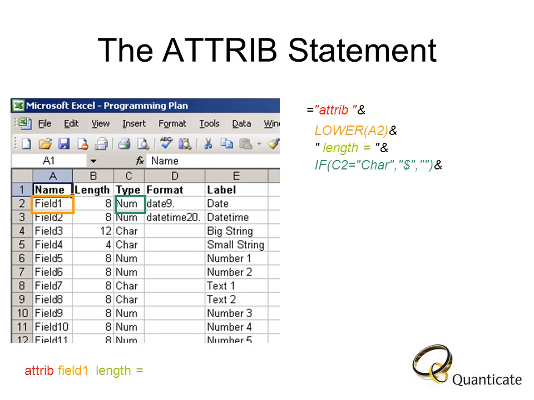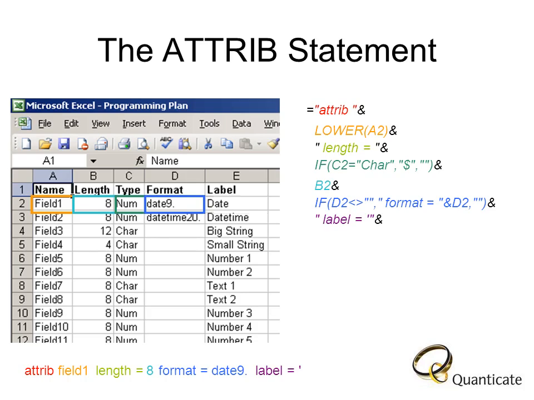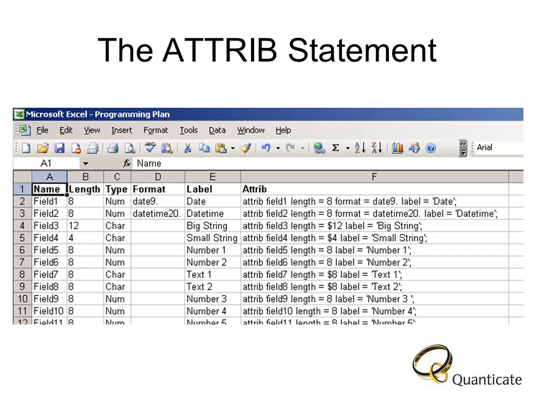Then the length itself, and another bit of logic that says if the format isn't blank, then put format equals and the format itself, otherwise don't do anything. And then finally label equals and the label itself and the semicolon. Now once you've created the first formula, you can fill that down and you get all of your attribute statements for your 1,000 fields, which you can then paste into your SAS code editor.